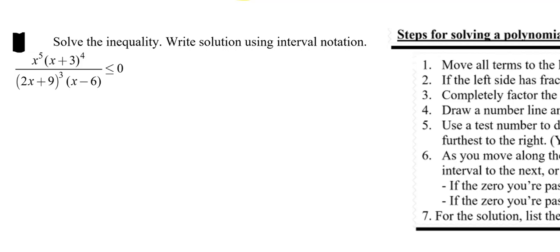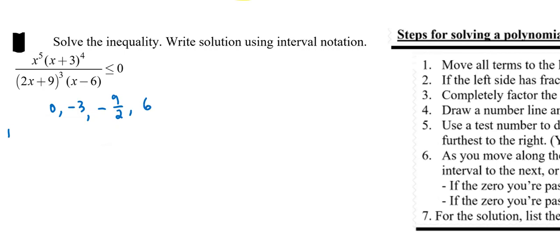Here's an example of a rational inequality. We're supposed to move all terms to one side, which we already have, 0 on the other side. Then if you have more than one fraction, combine into one. We already have only one fraction, everything is factored. So we're ready to find the zeros of top and bottom, which we also call the critical values of this expression. So the zeros are, from the top, 0 and -3, and from the bottom, when 2x plus 9 is set equal to 0, we get -9/2 and 6.